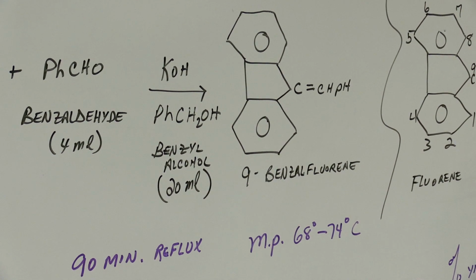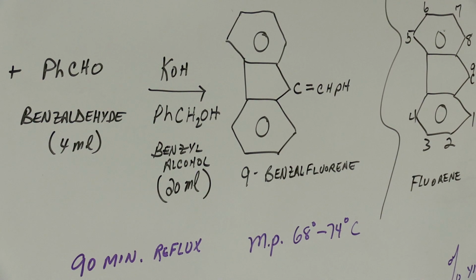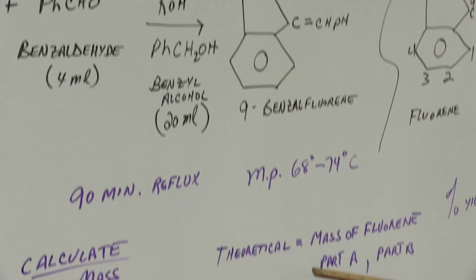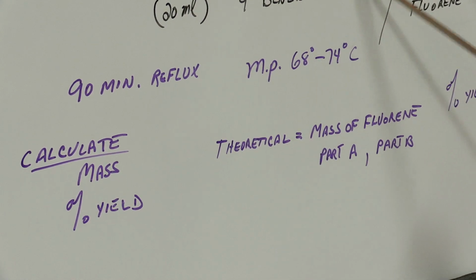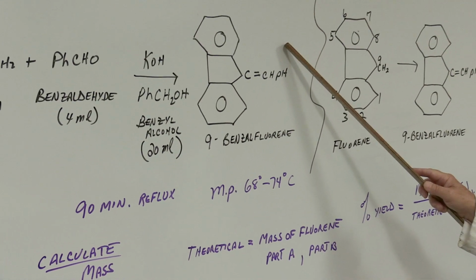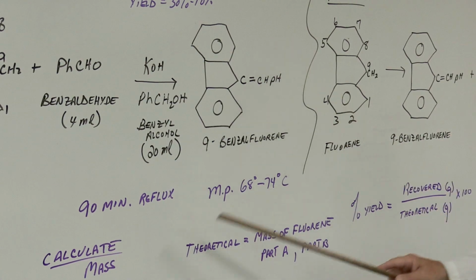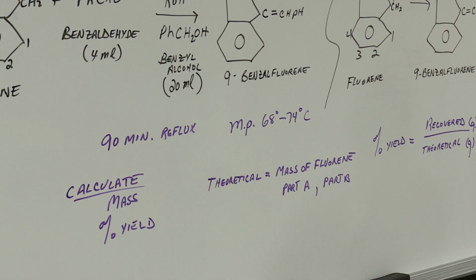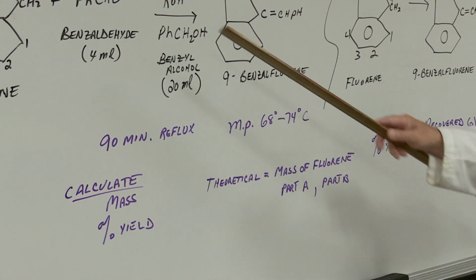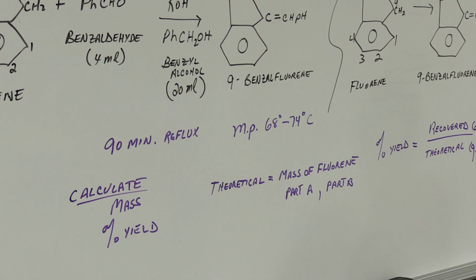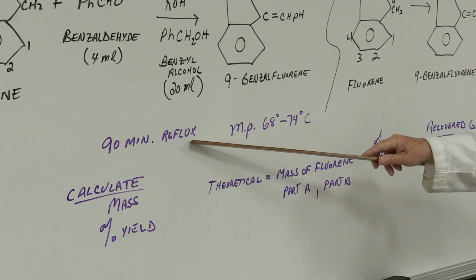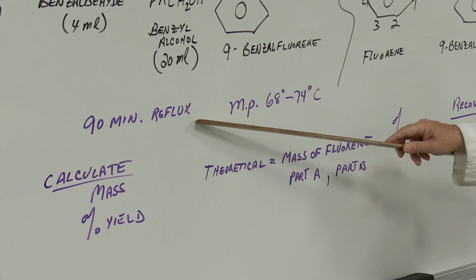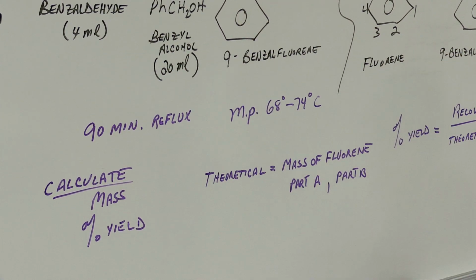The only thing we're going to do for this experiment is to calculate the mass of 9-Benzal fluorene that we prepared or were able to make, and then calculate the percent yield based upon the amount of fluorene that we started with for both part A and part B. So this requires a 90-minute reflux, so we're going to start this part of the experiment first.